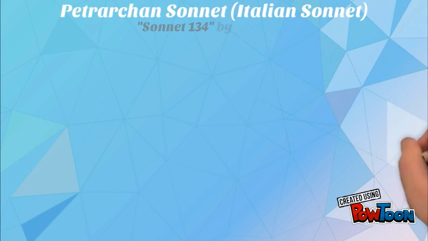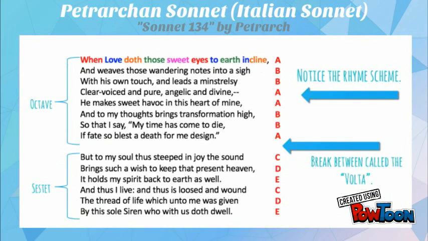The Petrarchan sonnet is also known as the Italian sonnet. It also has a certain structure and rhyme scheme, and also appears in iambic pentameter. The octave presents a problem, poses a question, or expresses an idea, and the sestet resolves or answers the question.